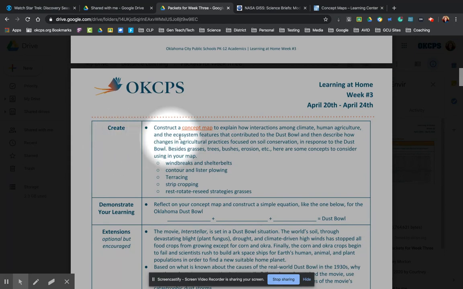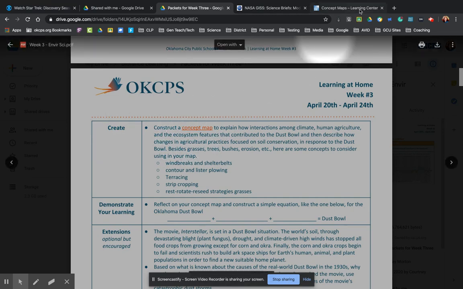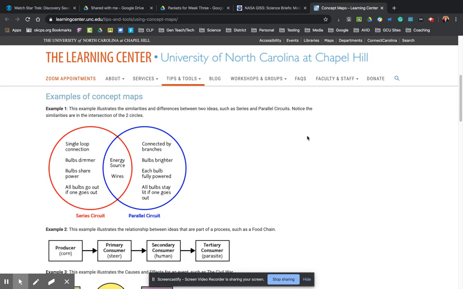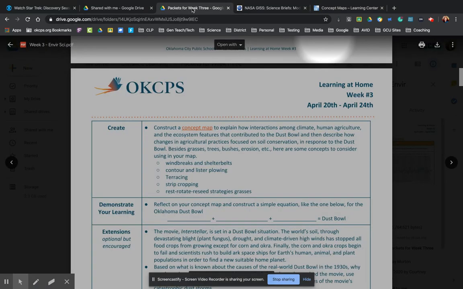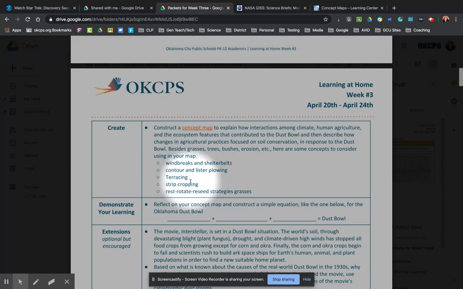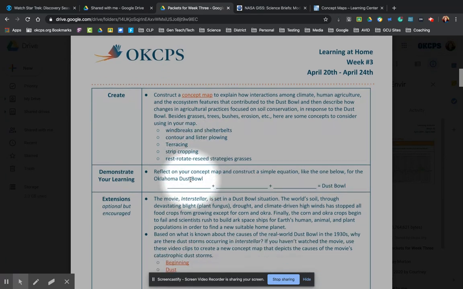And we're asking you to construct a concept map. And if you click on the link, this will give you an idea of what a concept map is and what type of data that you need to plug into that. And the particular vocabulary words that we're looking for are listed here.